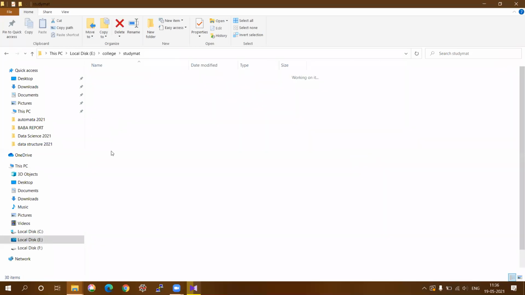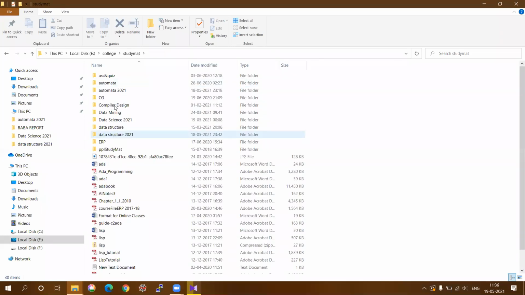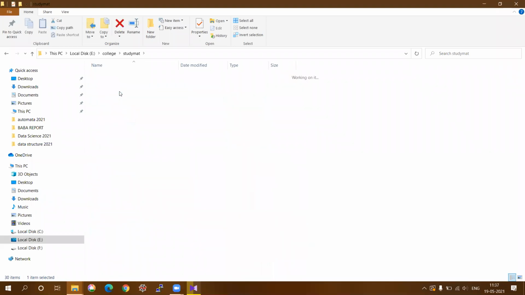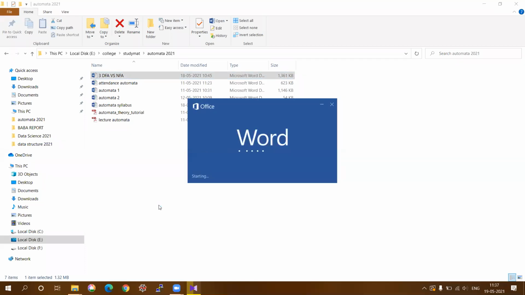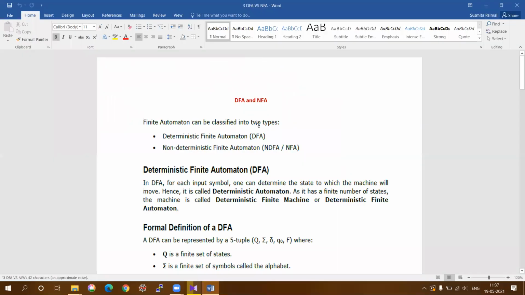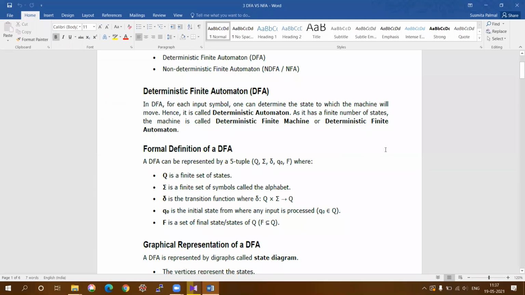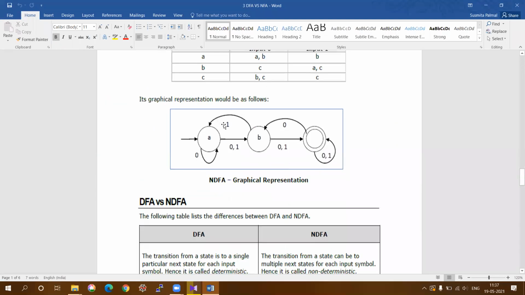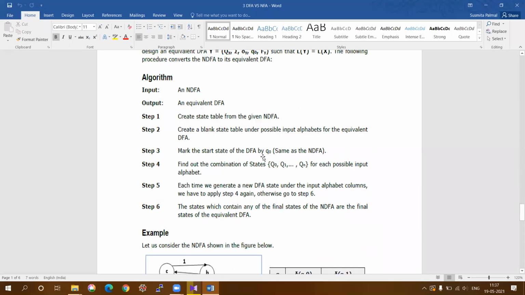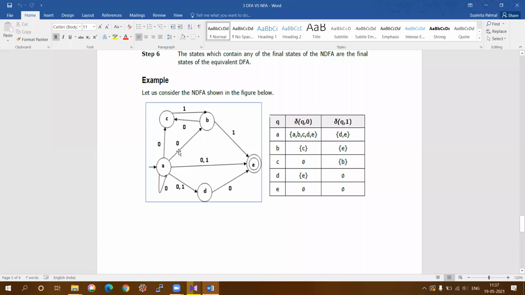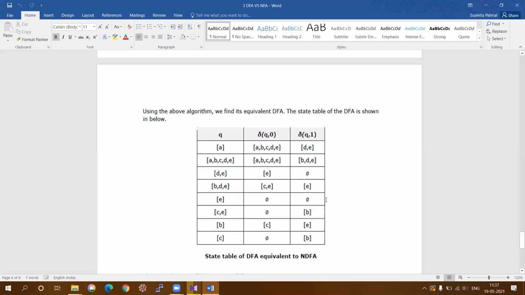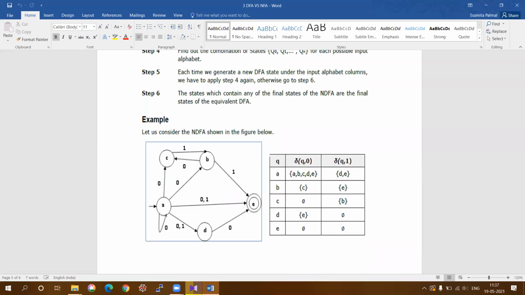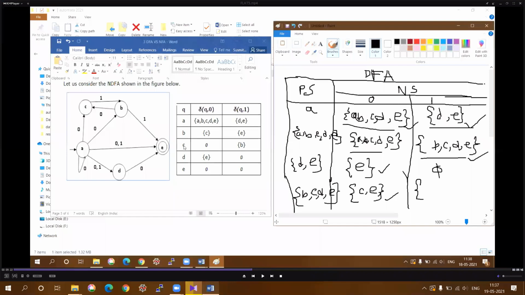Just one minute, let me open that class note. Yes, this was our class note of the last class. So we consider this example and we converted this non-deterministic finite automata to deterministic finite automata. So this was our discussion in the last class.